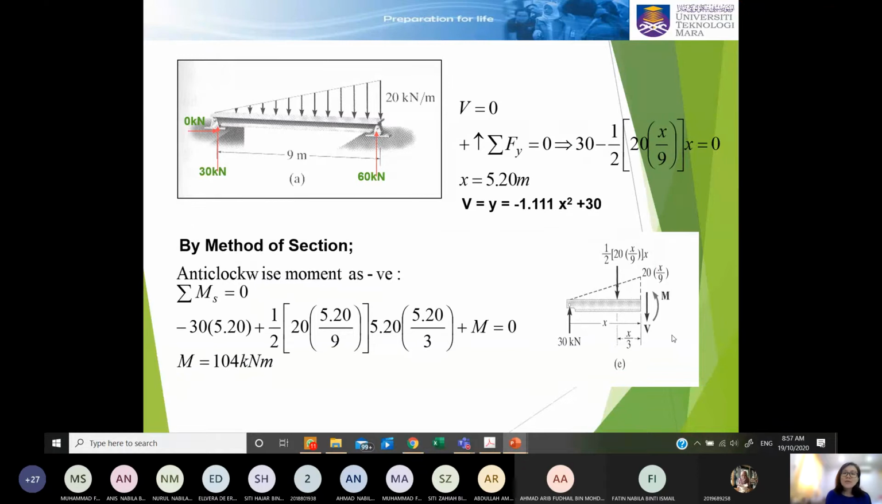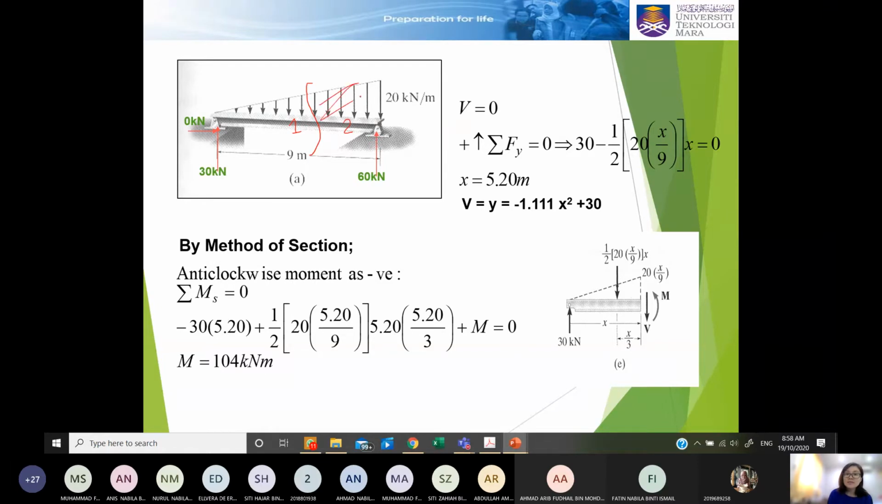Okay, so now I want to cut a section and draw a free body diagram of this section. I know that along this 9 meter, I have only one loading, which is increasing. So I only need to cut one section. I will cut a section here. Then I need to draw the free body diagram, either my right part or my left part. I have decided I just want to analyze section 1, which is the left part.